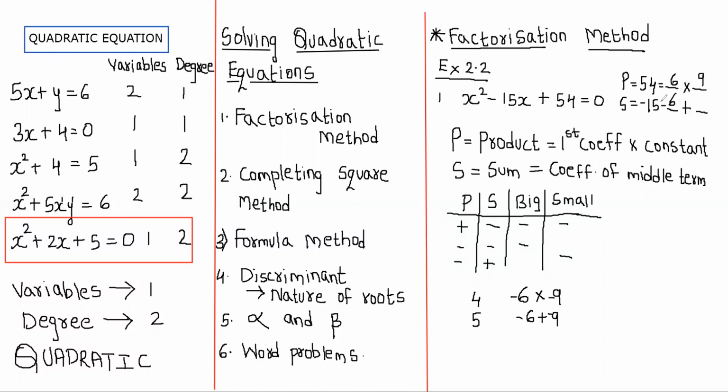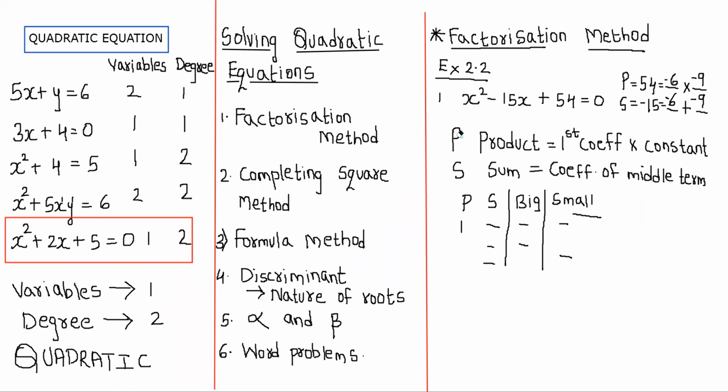P positive, S negative. That means the minus sign goes to both the numbers. Minus 6 minus 9 is minus 15. So that means our factors are minus 6 and minus 9. Copy down this table, students. It will help you.